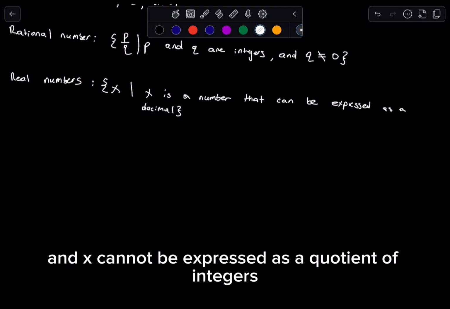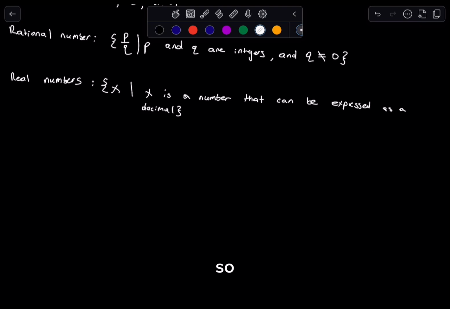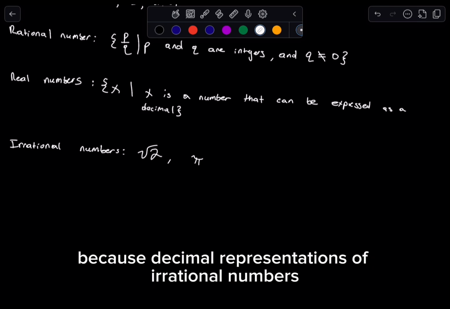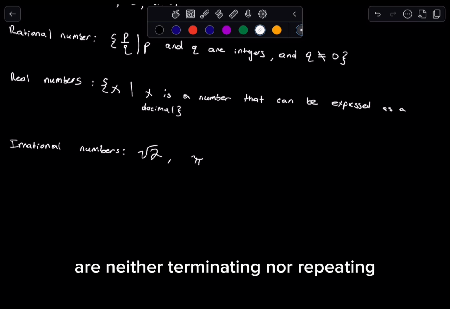Irrational numbers are where x is a real number and x cannot be expressed as a quotient of integers. So square root of 2 or pi are things that cannot be expressed as a quotient of integers because decimal representations of irrational numbers are neither terminating nor repeating.